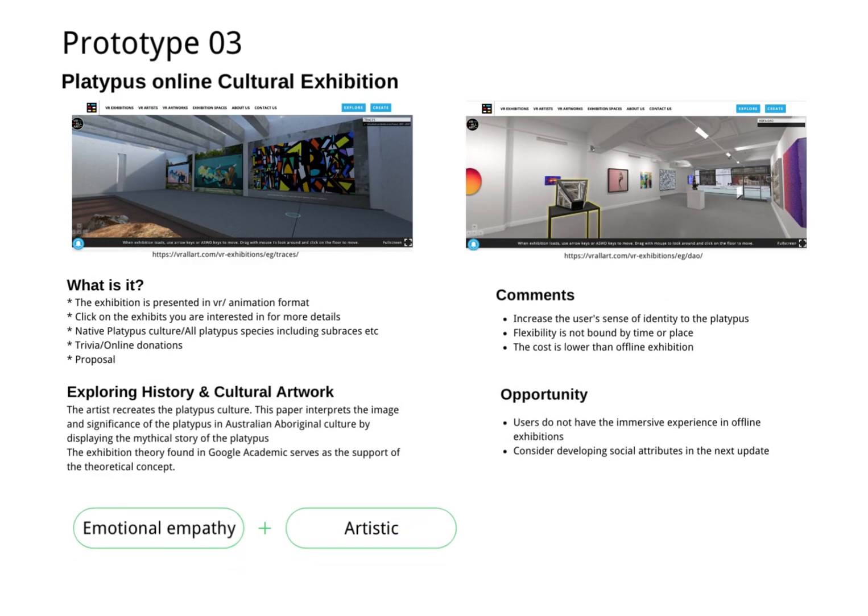The third one is the online exhibition design. I showed the user the design concept and intended reference images for the exhibition. He thought it was a good channel to increase platypus awareness, and it was easy to access without time and place restrictions. However, he suggested the next step is to consider how to attract users to visit the online exhibition.